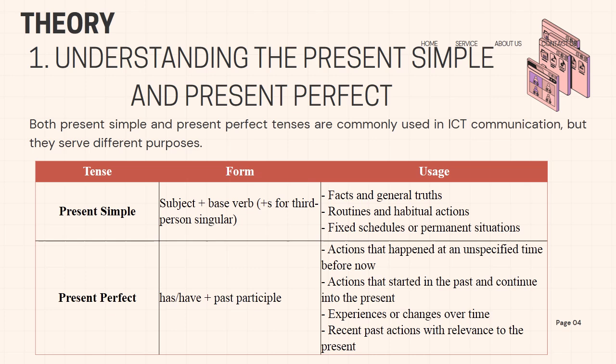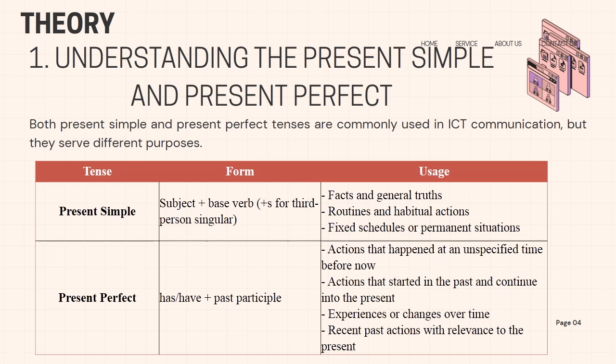Now let's see the present perfect. It is used to describe actions that happened at an unspecified time before now. Here we are talking about actions which started in the past, but we don't know exactly when, so the time is not specified in the past. Second, it is used to describe actions that started in the past and continue into the present.